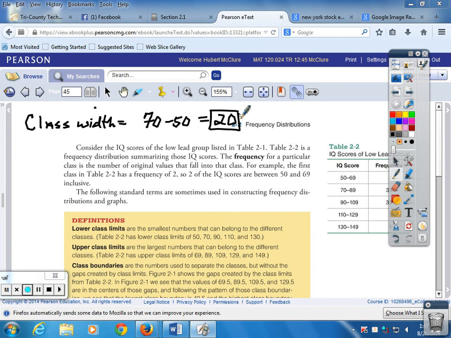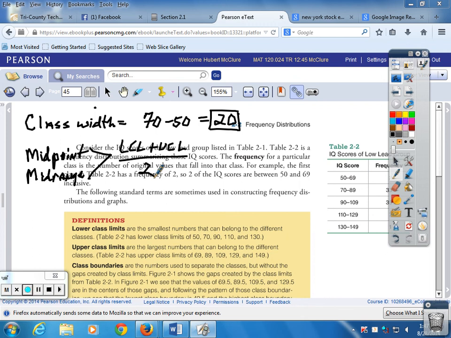So, how do you find the midpoint, or the mid-range, whatever they call it? You take the lower class limit plus the upper class limit, and you divide it by 2. Here's the lower class limit, here's the upper class limit. Not a big deal. The low number is the lower class limit, the higher number is the upper class limit.